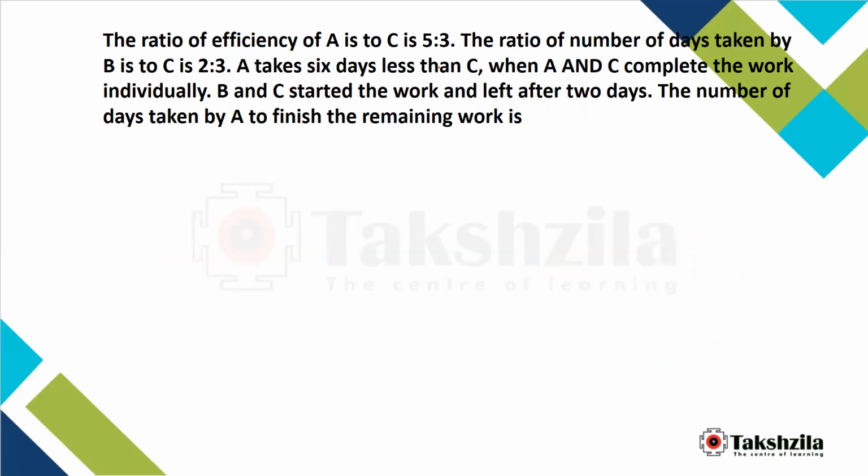The ratio of efficiency of A is to C is 5 is to 3. Okay, now we're dealing with efficiency. A is to C is 5 is to 3. The ratio of number of days taken by B is to C is 2 is to 3. So we'll write C is to 3. Sorry, this is given as number of days. Don't get confused. This is efficiency, this is days. So it is given that B is to C, the number of days, is 2 is to 3.